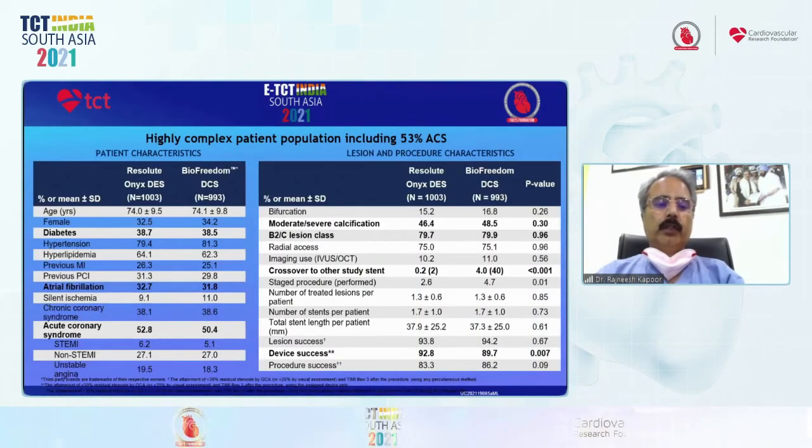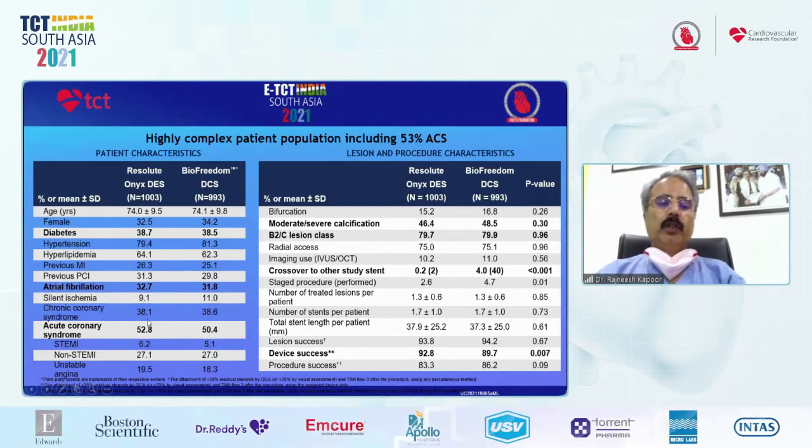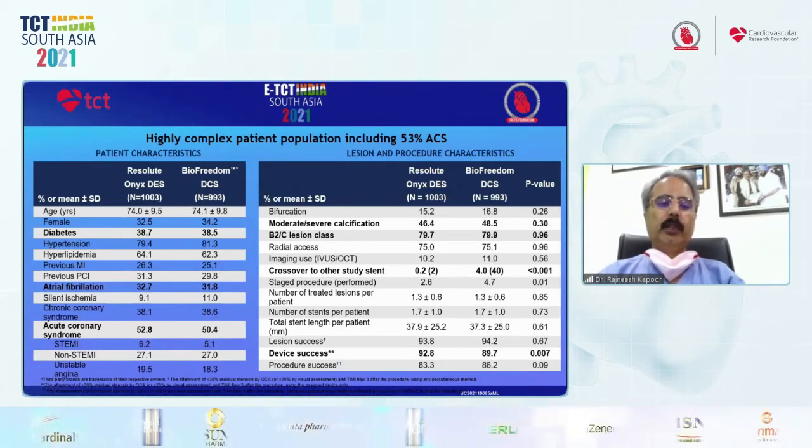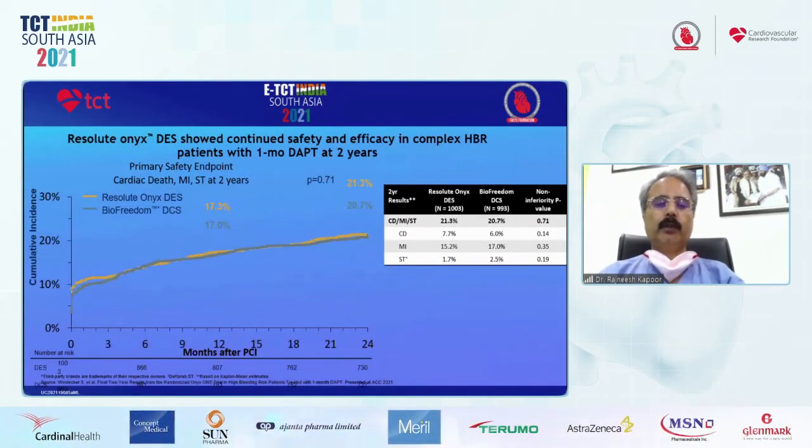Won't go into the detail. Just one enumeration point. Now this trial included almost 52% of patients who had acute coronary syndrome. This is what I was trying to highlight here. So acute coronary syndrome in Resolute Onyx arm was 52% and in Biofreedom arm was 50%. Besides all diabetes, hyperlipidemia, and atrial fibrillation patients.